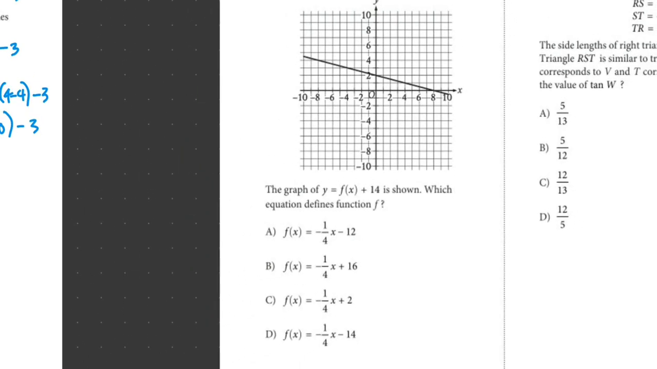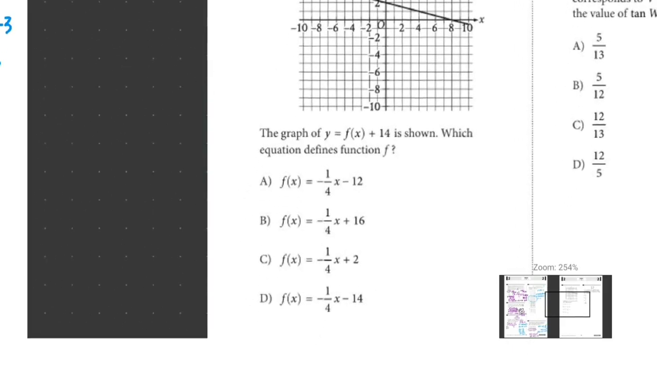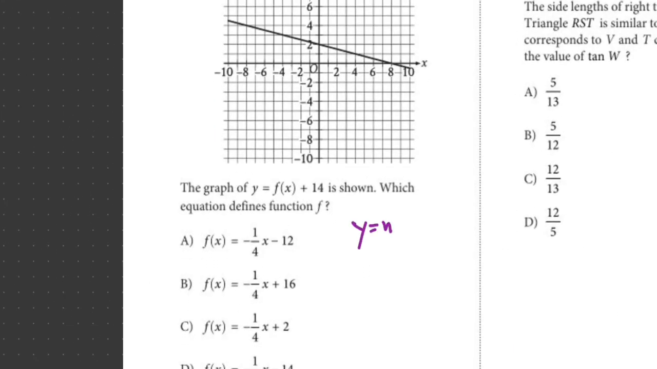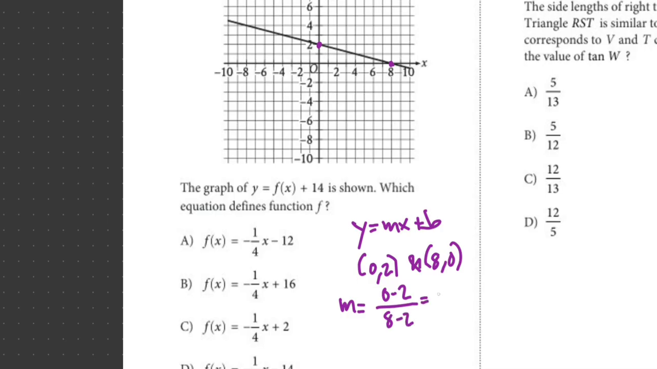Okay, what do we have here? Our equation is y equals mx plus b, right? Slope intercept. So maybe we need to find the slope. We choose 2 points, maybe this point and this one. So 0, 2 and 8, 0. Then you find the slope. That is 0 minus 2 over 8 minus 0.